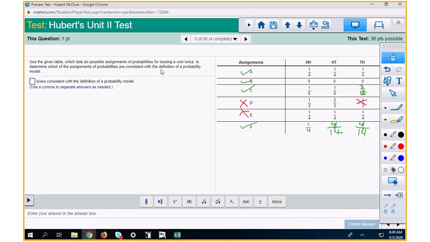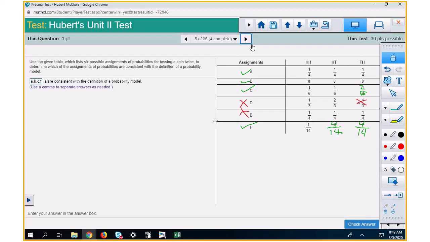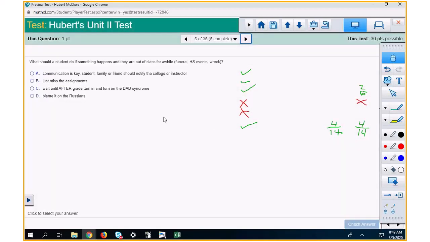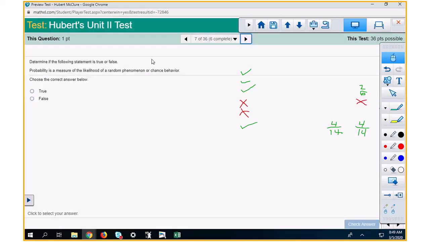A, B, C, and F. Oh, my head's hurting. A, B, C, and F. Next. Now, I can go in and make these much harder if y'all want me to. No, thank you. Besides, I told y'all this was the easiest test, didn't I? Yeah, we're fixing to get into the rough stuff, so y'all need all the help you can get.